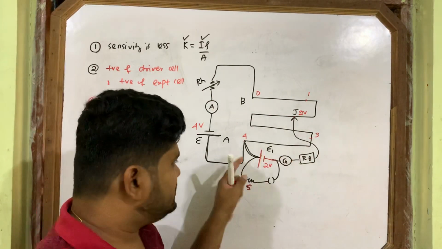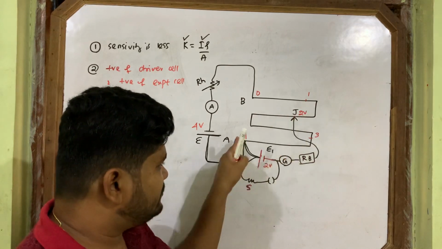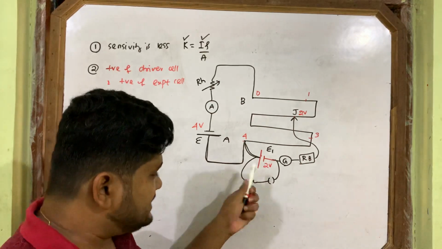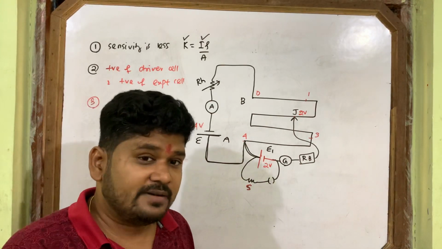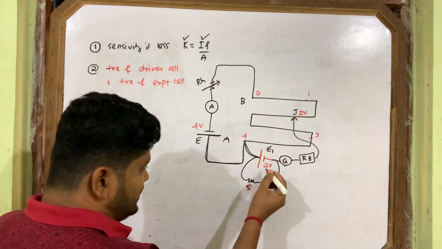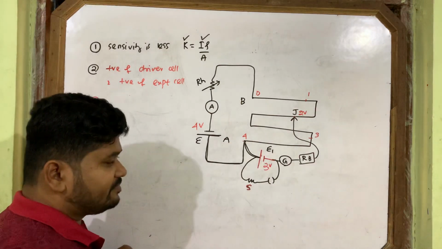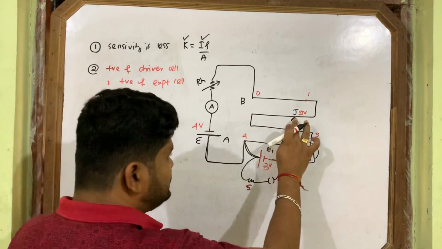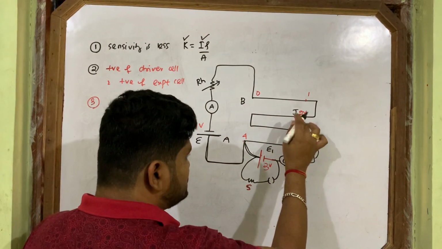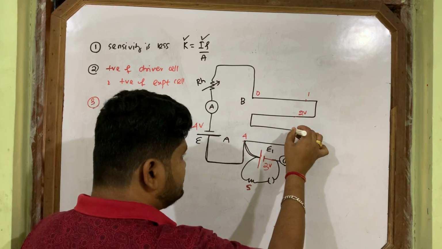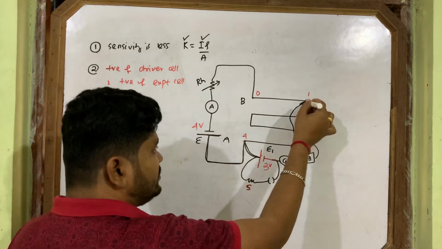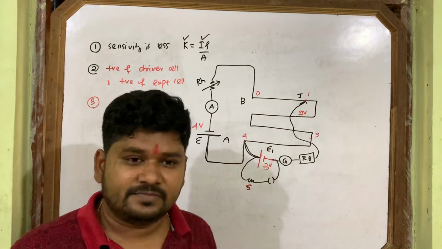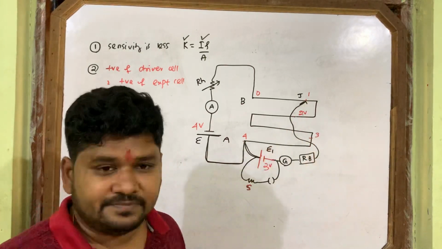If the null point is here, the difference between 4 and 2 is 2 volt, so this EMF is 2 volt. Okay? Suppose I connect a cell of 3 volt. If the EMF is 3 volt, what happens? Now this jockey will move to this point. You see, the jockey will move here now. Clear? If this is 3 volt, we will get the null point here.